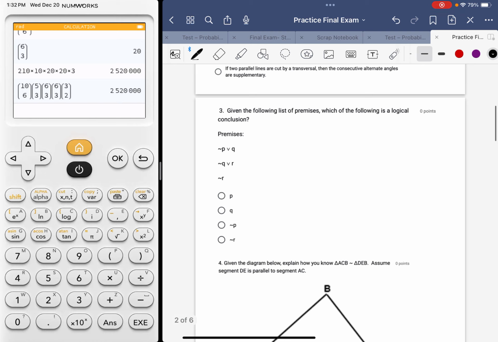Which of the following is a logical conclusion? We have our premises: not P or Q, and not Q or R. We also have not R. All right, so that allows me to draw a conclusion of not Q by the law of disjunctive inference.